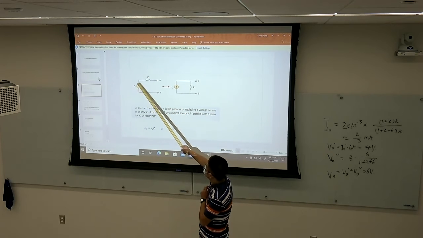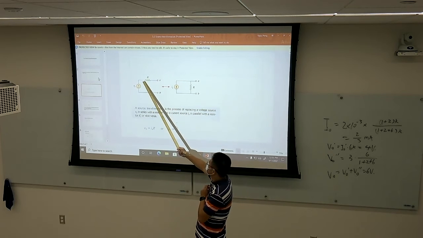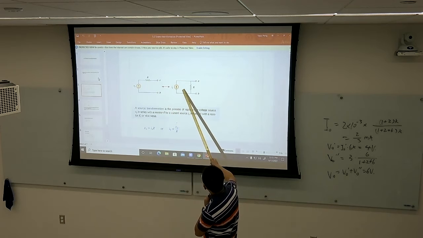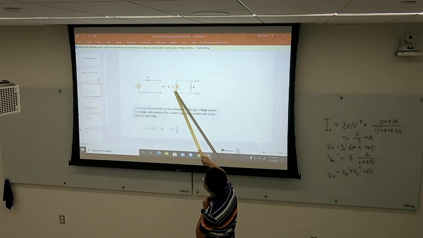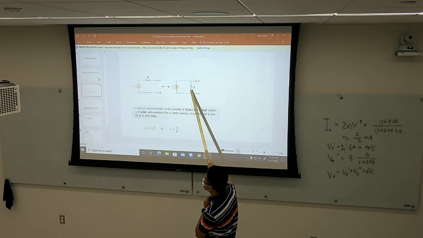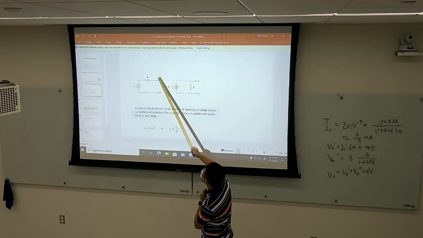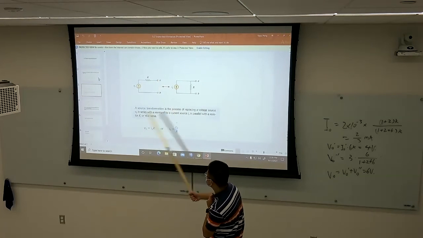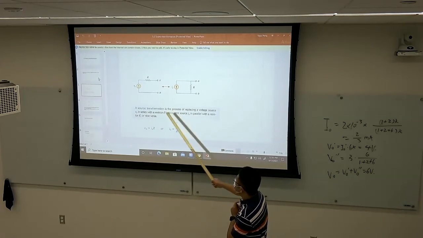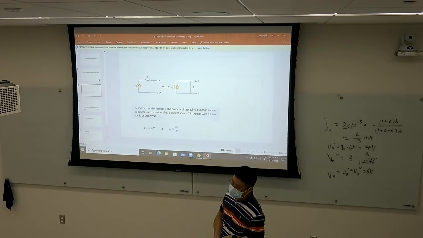So this voltage source in series with a resistor can be transformed to a current source in parallel with a resistor. And also we can go this direction or this direction. Sometimes this can give a simplified circuit.